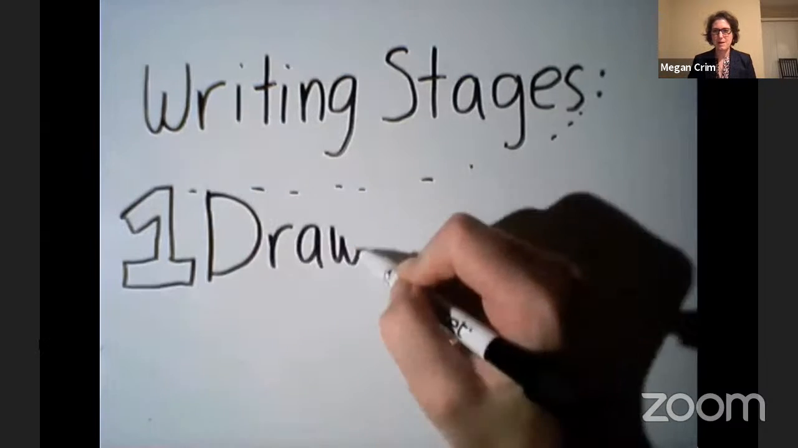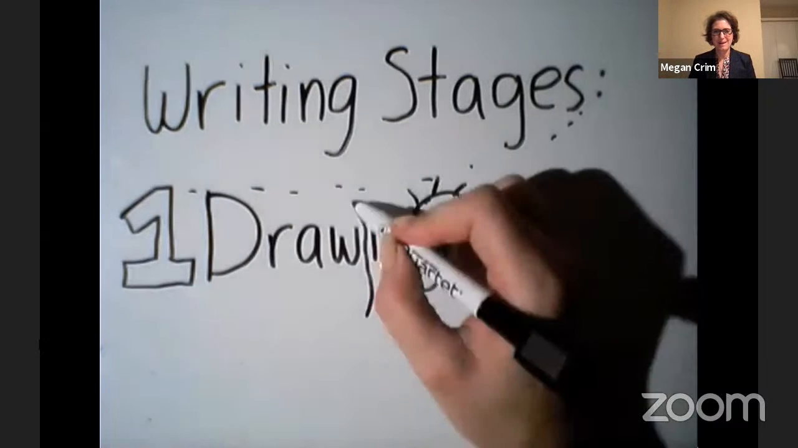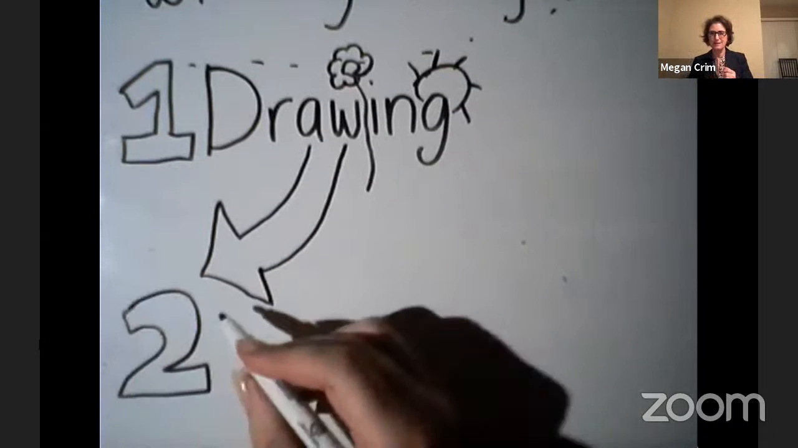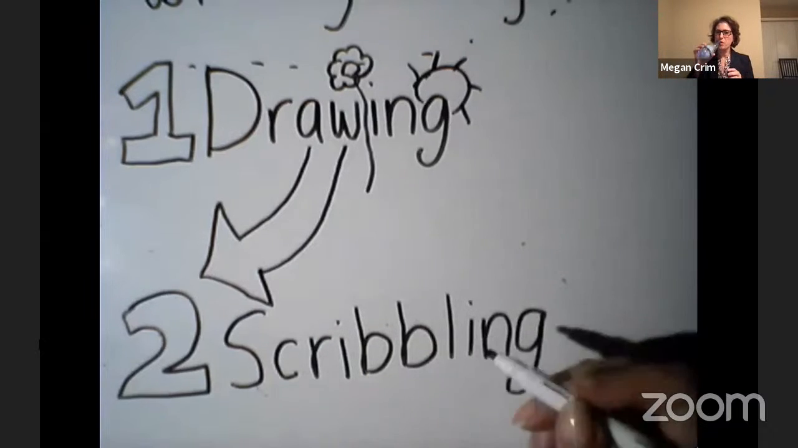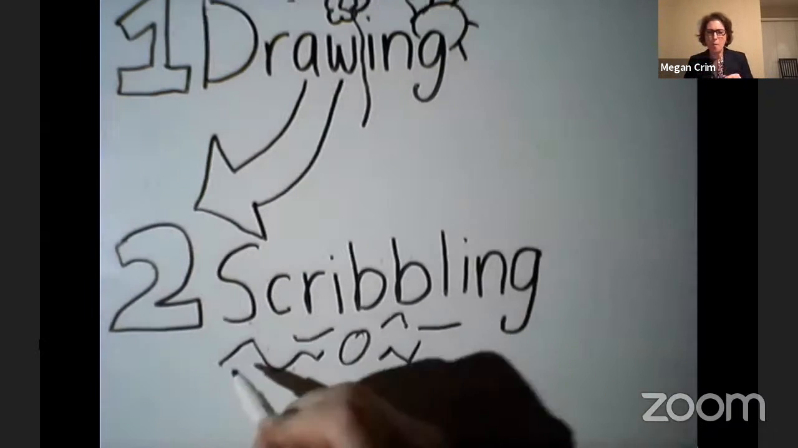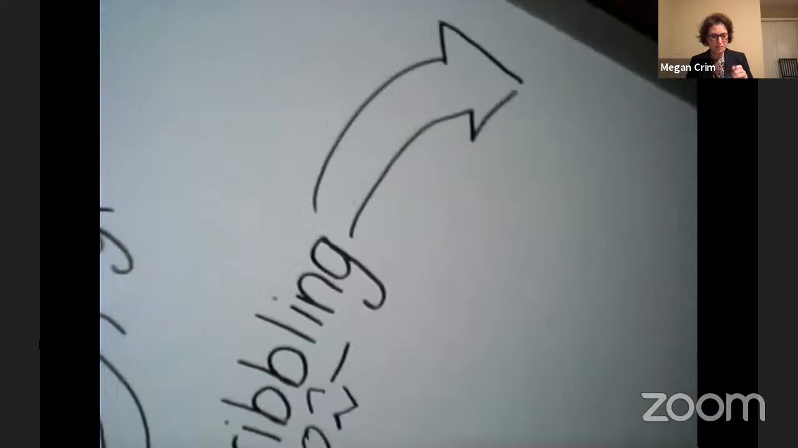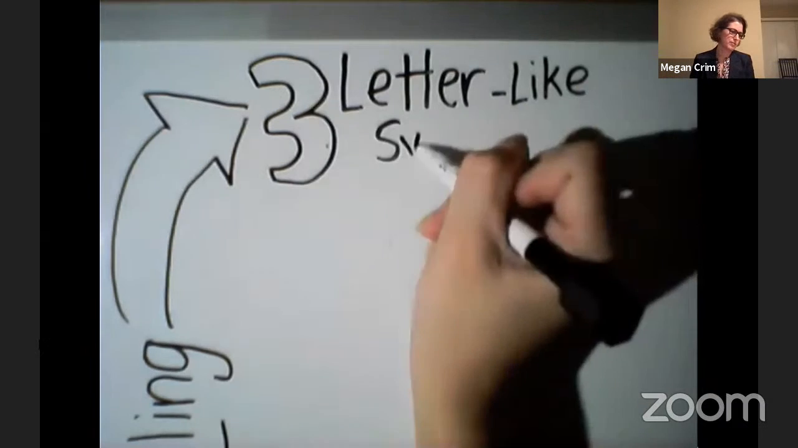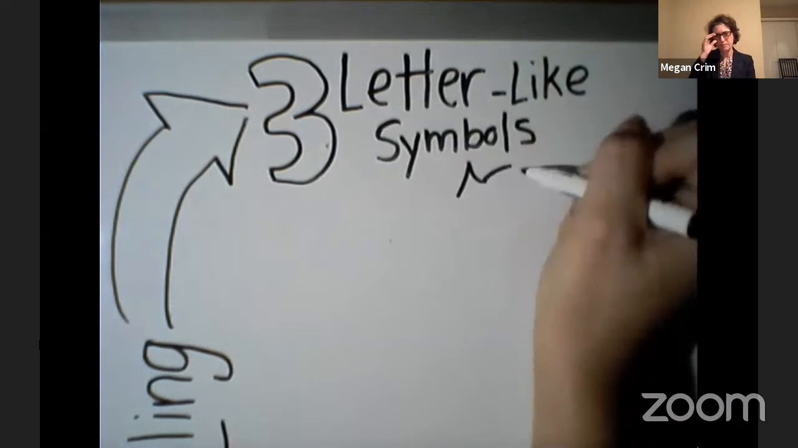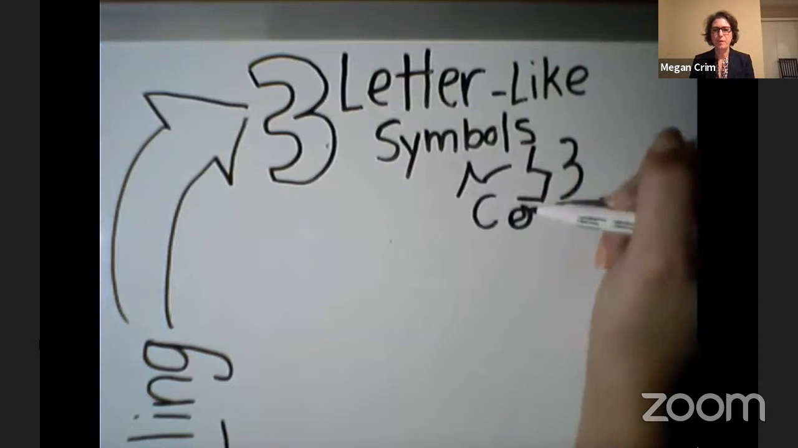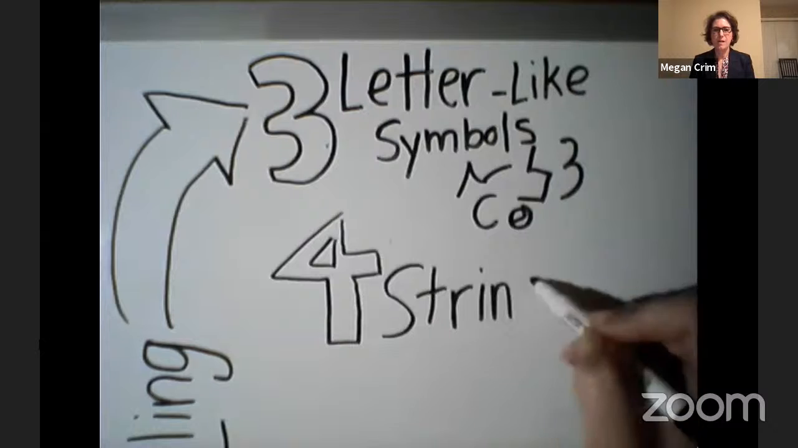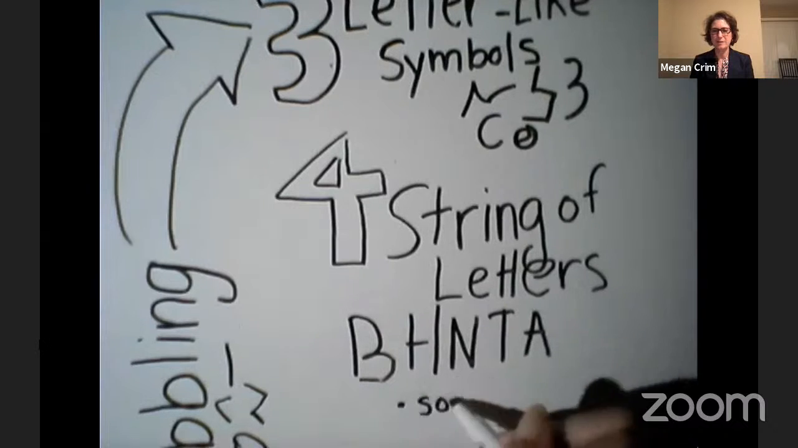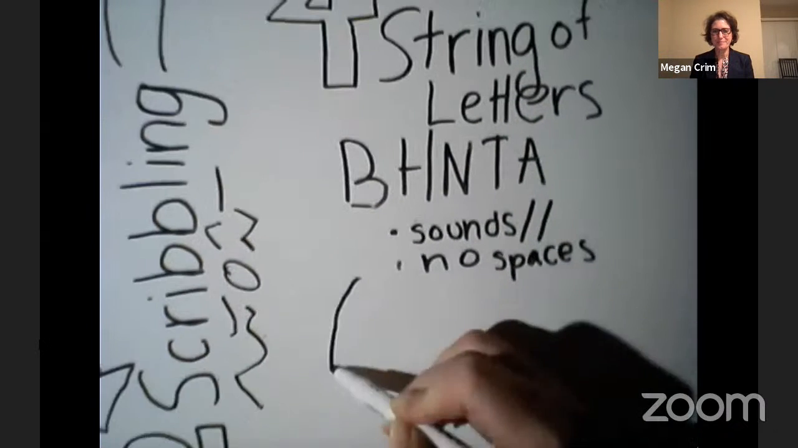The first stage of writing development is drawing. Writers tell a story through pictures. The next stage is scribbling. This is when writers use random markers to express his or her ideas. The third stage of development is letter-like symbols. Writers begin to form shapes similar to letters. Writers then begin to use actual letters and try to match sounds from their story to the letters. Normally, they have not developed spacing.